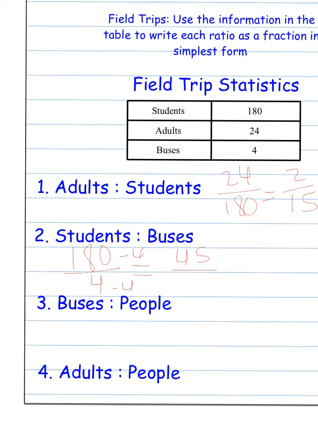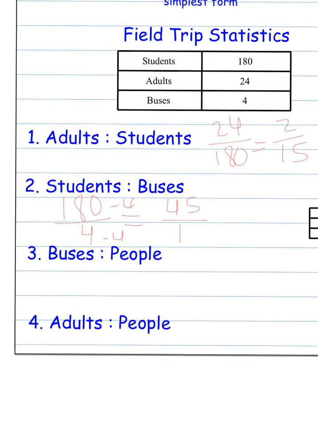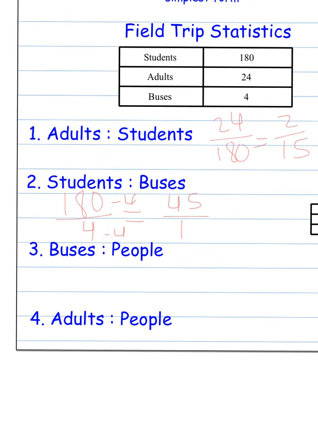Now this one, 4 divided by 4 is 1, but we want to keep it because that's telling us there's 45 students per one bus. Now buses to people, so buses comes first. Well, there's 4 buses. How many total people are there?